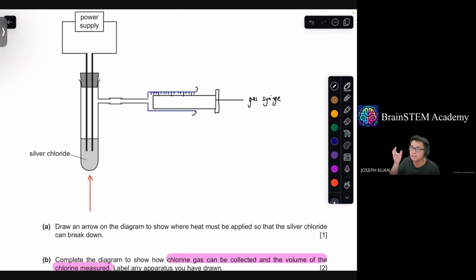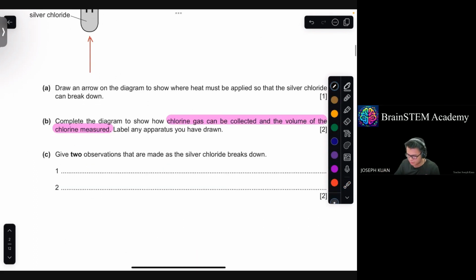The first mark is that the gas syringe is in a horizontal orientation. Okay, it's connected to the delivery tube here. And then the next mark is that you can have the graduation shown or you label this thing as gas syringe. Then you should be able to get 2 marks full. Moving on to C, give 2 observations that are made as the silver chloride breaks down.